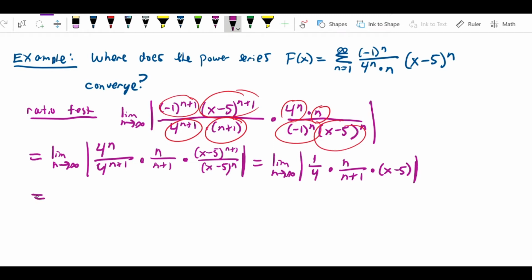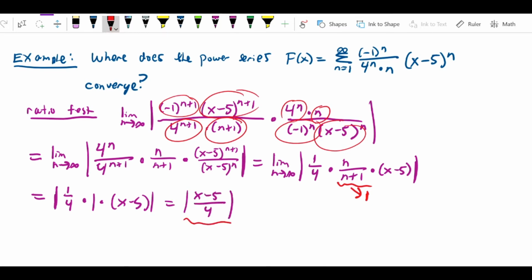Observe that this limit, the limit as n approaches infinity of n over n plus 1, is just going to approach 1. You should be able to do that with calculus 1 skills. So this is going to be 1/4 times 1 times x minus 5, or just x minus 5 over 4. So this is the ratio test limit. As we know, what we want to do is set that limit so that it's less than 1, because that's where we're going to get convergence. So we set up this inequality and say that that limit is less than 1.